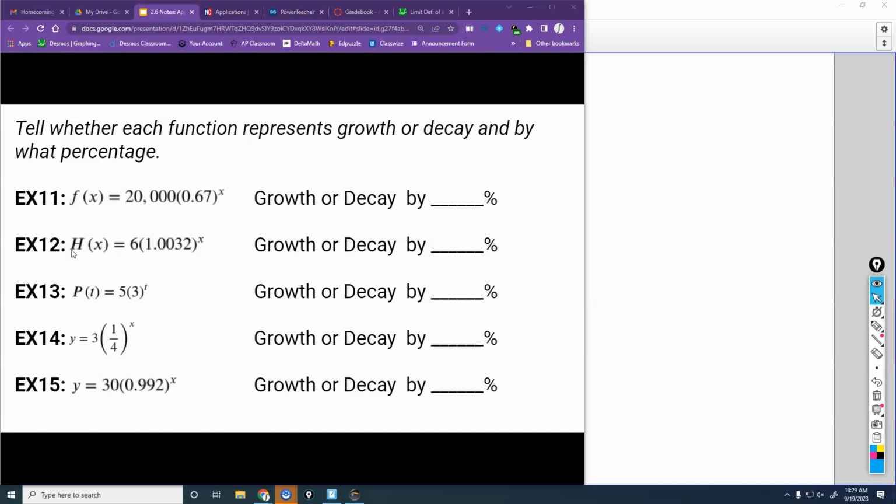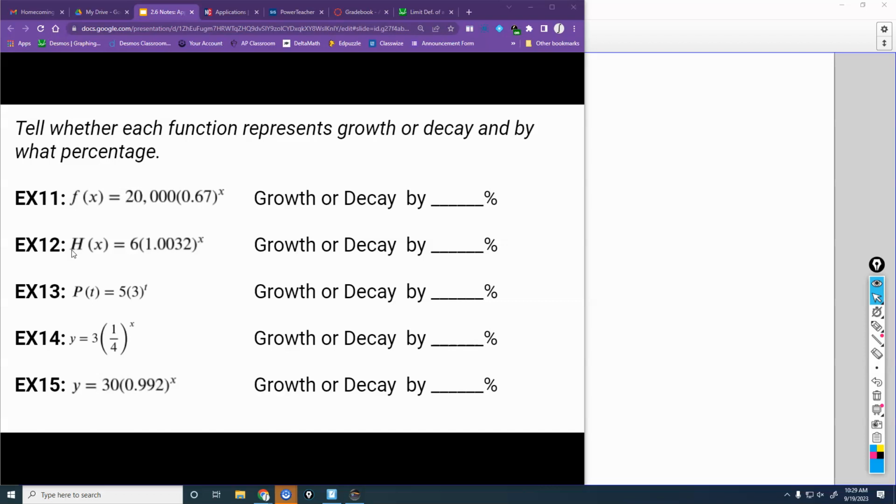What did everybody get for number 12? Just to make sure I got it right. I got 68. How did you get 68? I did 100 minus the 32. No, take the big number. So with growth, all right.